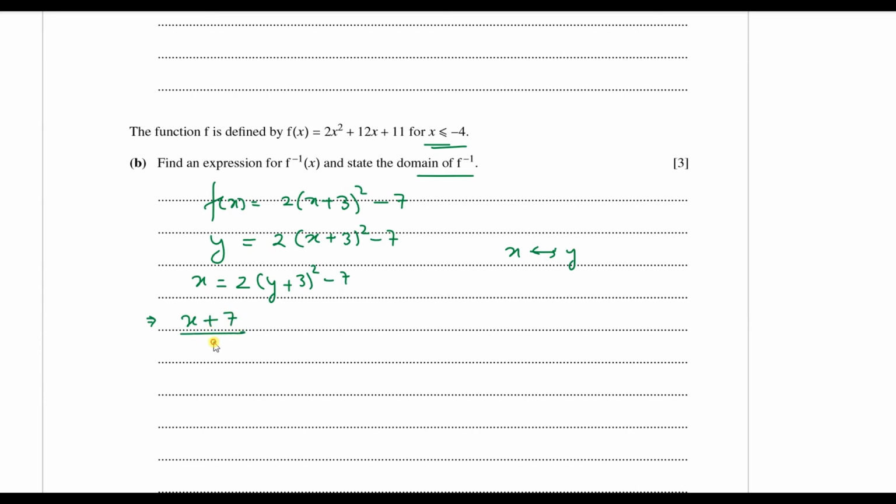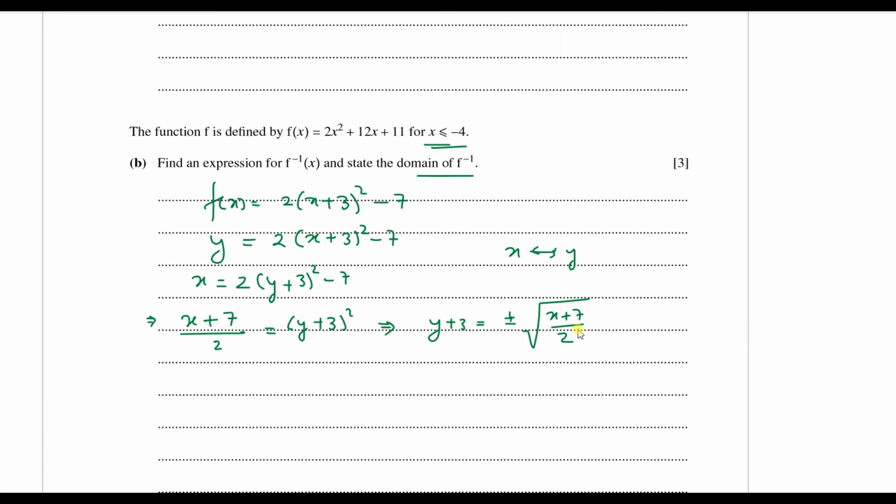So it would be (y plus 3) whole squared, and from here we can say that y plus 3 is equal to plus or minus the root of (x plus 7) over 2. Now we need to remove one of the signs, because otherwise it will not be a function. So how to decide? We have to see the domain of f(x), and the domain of f(x) is x is always going to be less than or equal to minus 4.